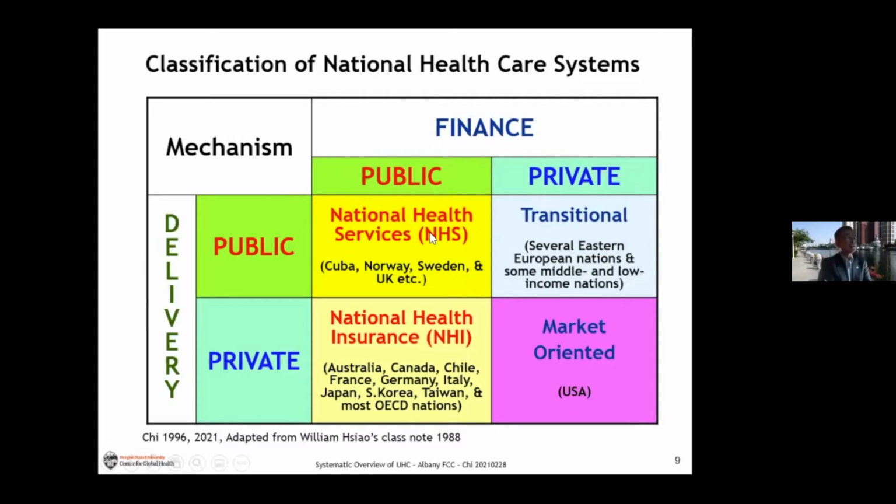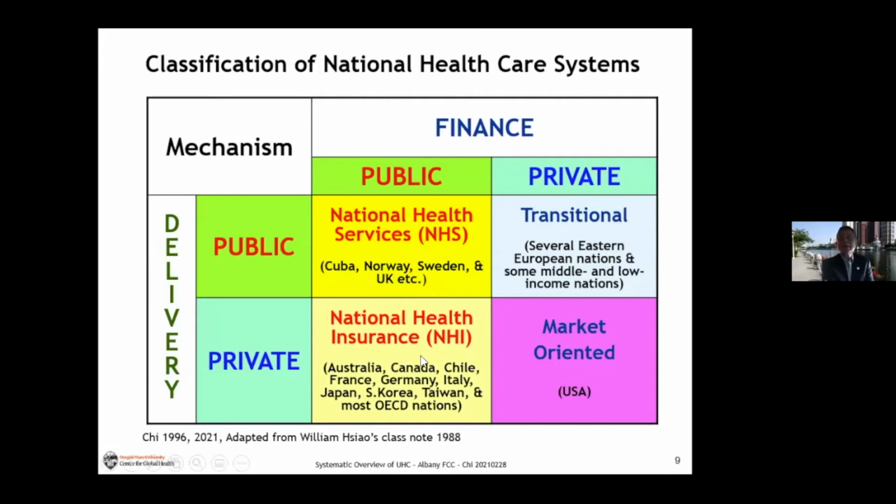And so when we look at the upper left, we have finance and delivery primarily in the public sector. In the academic world and literature, there's a terminology for that. They're called national health services. And the classic examples are from particularly the UK. I listed those examples in alphabetical order, but most well known is from the UK, but also Scandinavian countries. And prior to 1990, all communist countries also had this system.